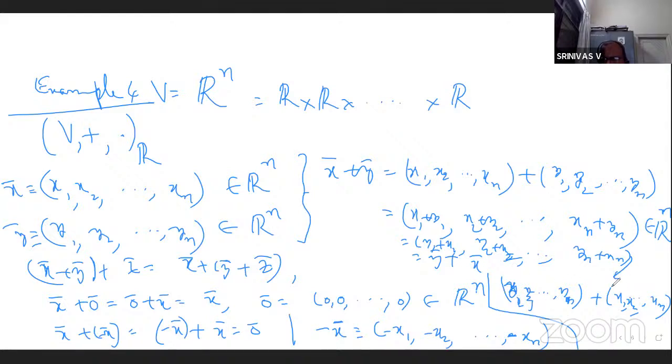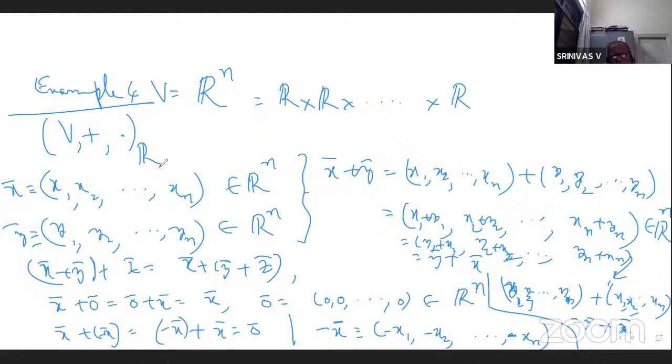So this is equal to this, this is equal to this, and again this is y bar, this is x bar, this is equal to y bar plus x bar. That's how you have x bar plus y bar is y bar plus x bar. Means this point-wise addition or coordinate-wise addition is commutative. That's how V plus is an abelian group.